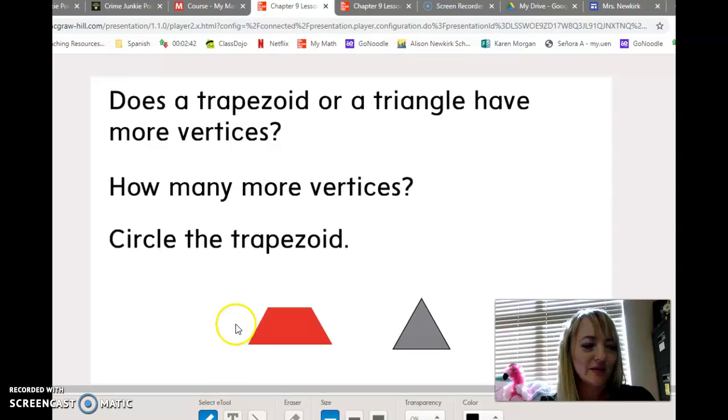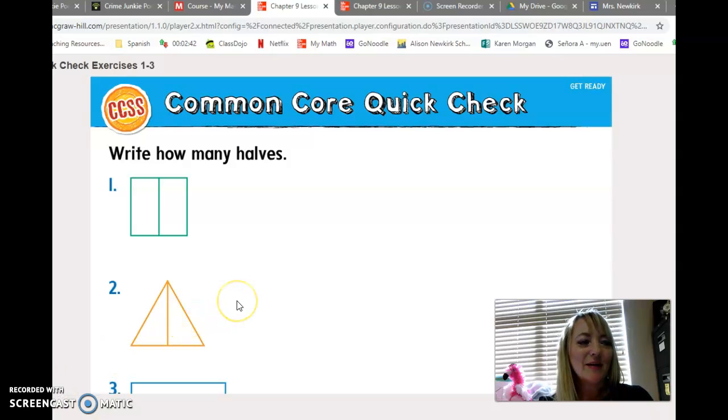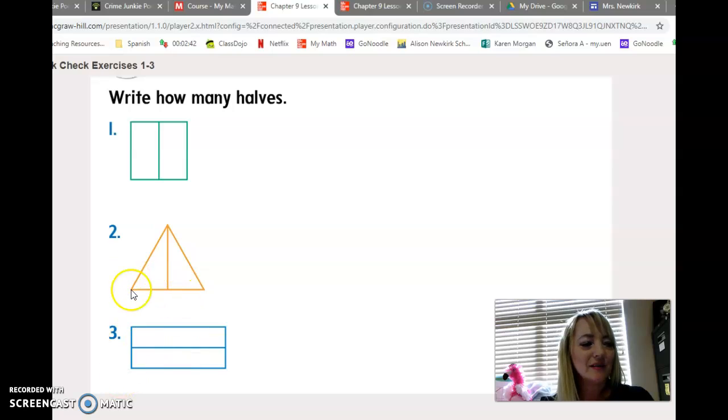Maybe. Come on, tool. Well, I tried. Okay, let's go on. Right, how many halves? So how many halves? 1, 2. How many halves on the triangle? 1, 2. How many halves on the rectangle? 1, 2. All 2.